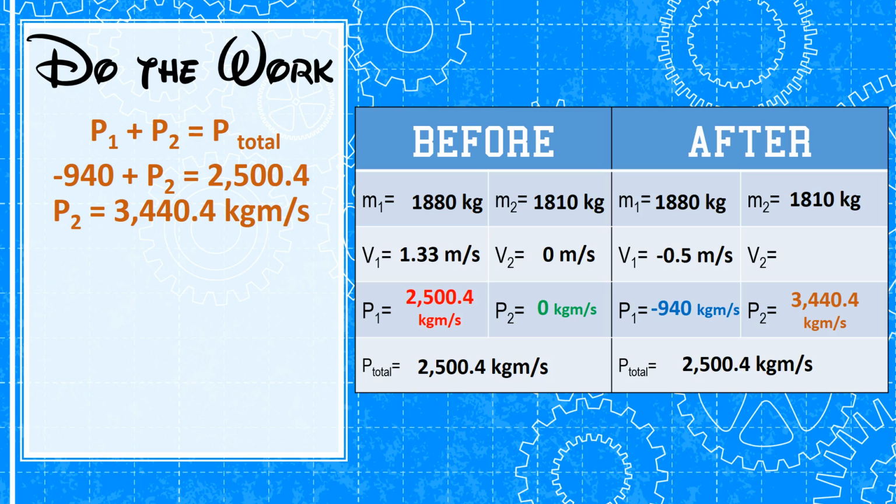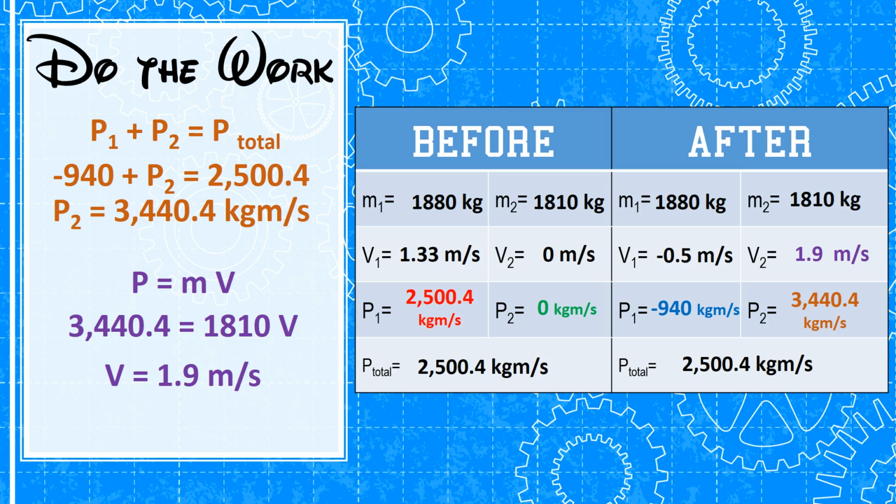Now that I have two of the three variables, I plug it into my formula. I know boat 2's momentum. I know its mass. I can solve for its velocity. Velocity is being multiplied by 1,810, so I divide both sides by 1,810. There is the velocity of boat 2 as it moves forward. This confirms what we visualized when we read the problem. I visualized the boat going forward, and here we have a positive velocity. This seems like a reasonable answer.